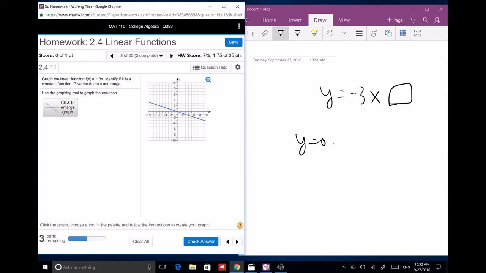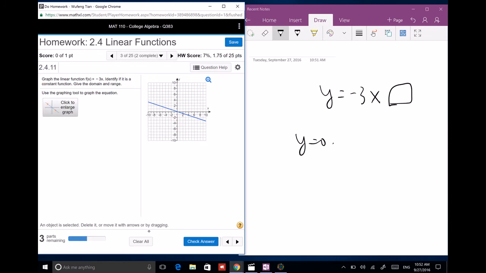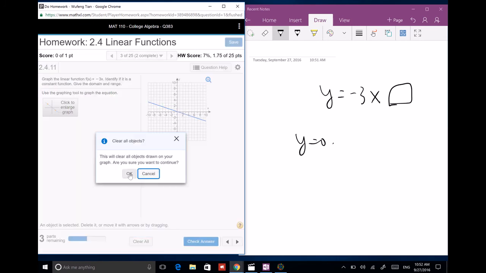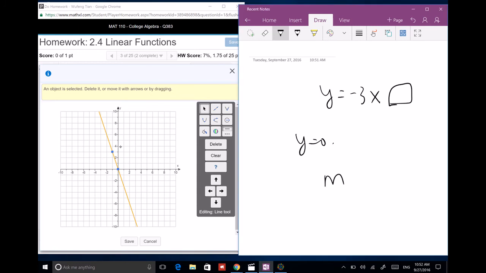-3x. The constant function gives the domain and range. Did I do something wrong? Let me clear this and graph it again. Go from here. Oh, my bad. m equals -3, which is -3 over 1. So rise 3, run to the left 1. So rise over run is -3.